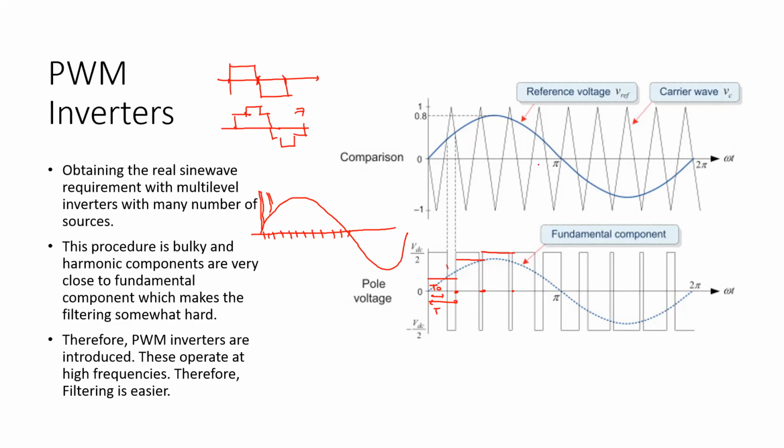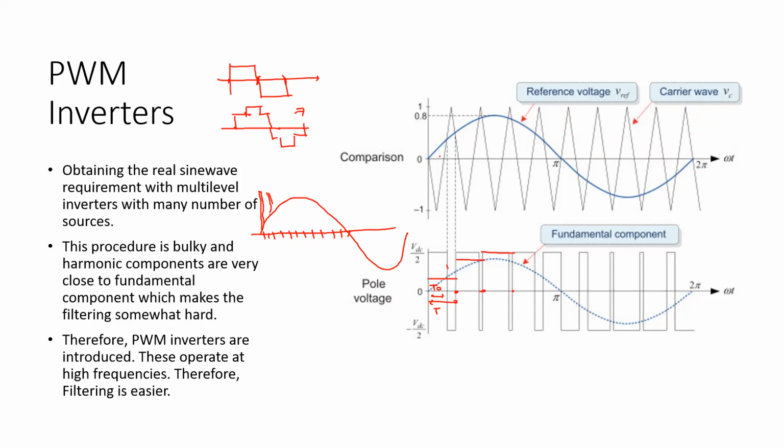So we have a reference voltage. What we do is we define a special switching mechanism. This is a little bit confusing and complicated. So what you do is you have a reference signal and you have a carrier wave. The carrier wave is therefore determining your gate pulses.